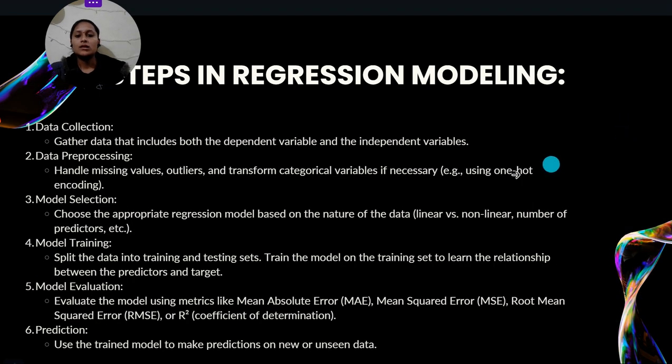Now let's discuss what are the steps involved in regression modeling. First, data collection. Gather data that includes both dependent variable and independent variable. Next is data preprocessing. Handle missing values, outliers, and transform categorical variables if necessary. Third is model selection. Choose the appropriate regression model based on the nature of the data. Fourth is model training. Split the data into training and testing sets. Fifth is model evaluation. Evaluate the model using metrics like mean squared error, mean absolute error, root mean squared error, R square, etc. Prediction. Use a trained model to make predictions on new or unseen data.